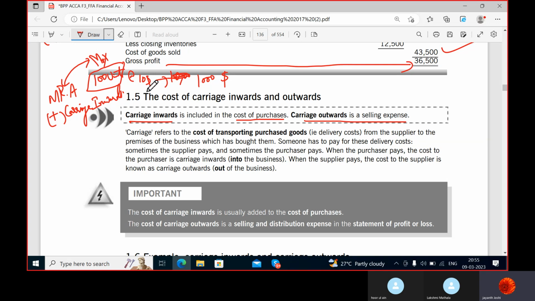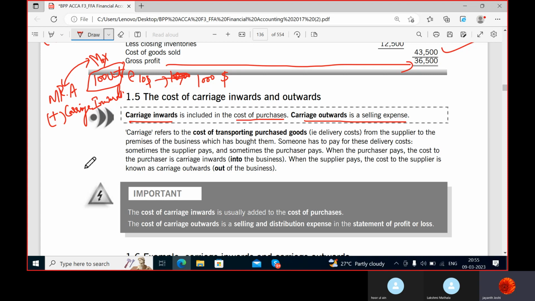Why? Because this is the cost which Mr. A is incurring and he will recover it from the customers. He will set the selling price in such a way that it would be sufficient for Mr. A to recover all his additional expenses apart from the purchase cost. Did you understand what I'm saying?